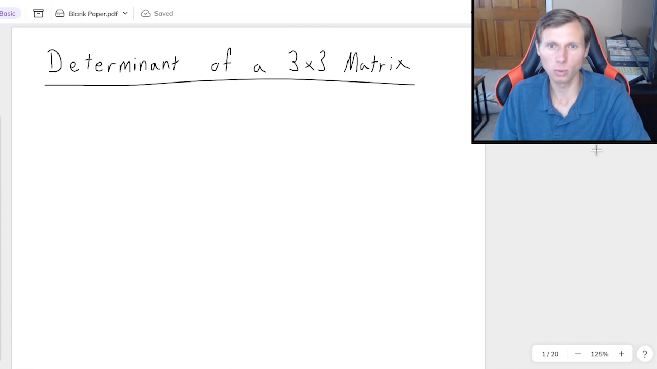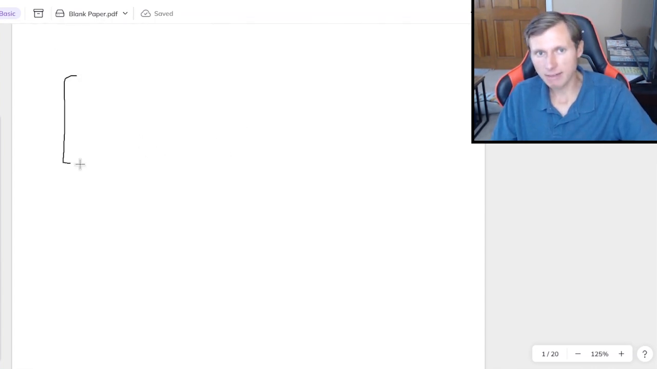In today's video, we're going to talk about how to find the determinant of a 3x3 matrix. In the last video, we talked about how to do this for a 2x2 matrix, and as it turns out, a 3x3 is a lot tougher. So let's just start with an example. Let's say I have the matrix 1, 2, 3, 4, 5, 6, 7, 8, 9.